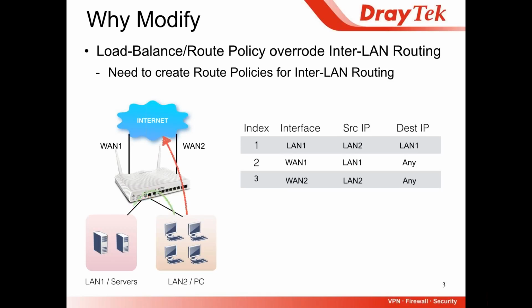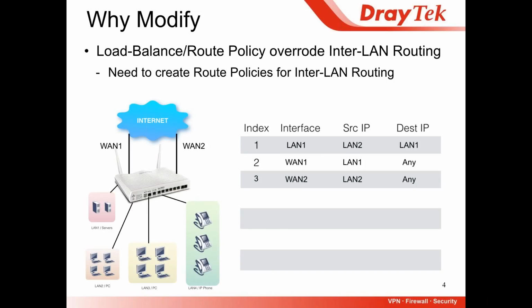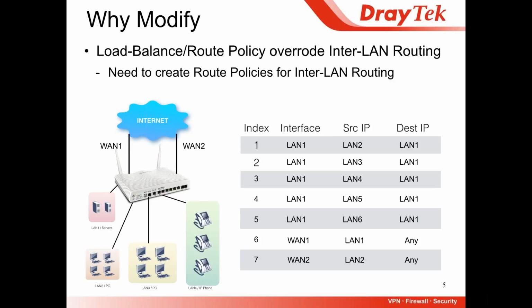It will work. But what if we have more than one subnet? It will become more trouble. You have to create so many rules for your interLAN routing purpose. That's why we have this wish from many distributors. People hope they can decide the priority between routing table and route policy. So that's why we modify the route policy.